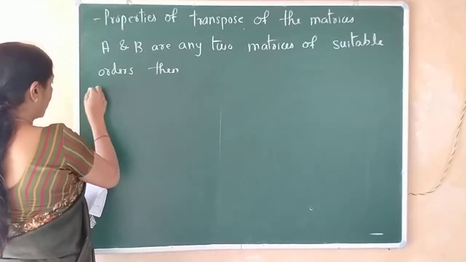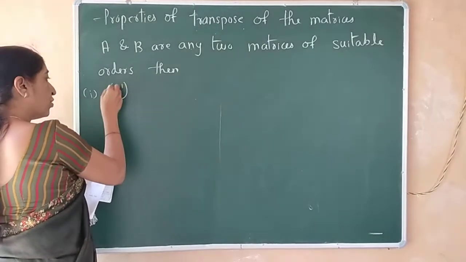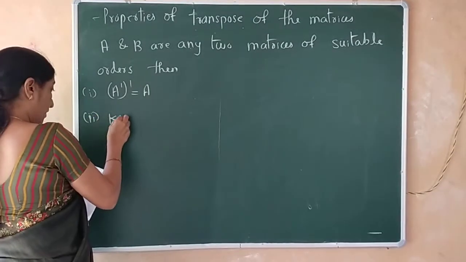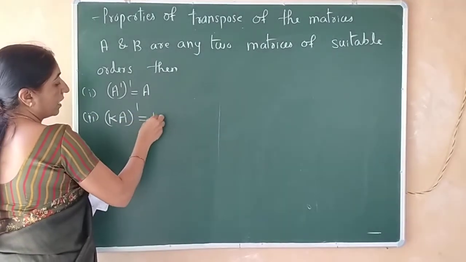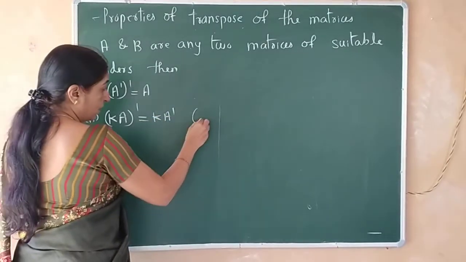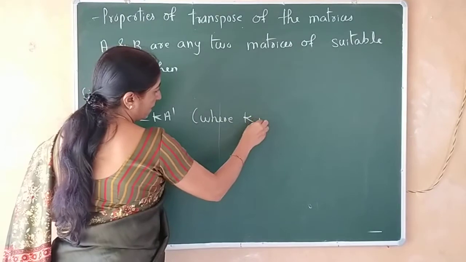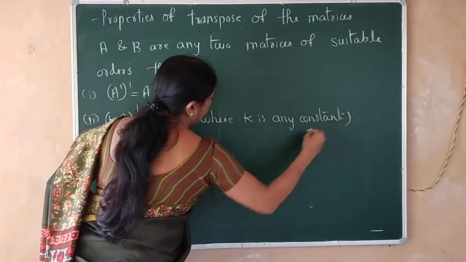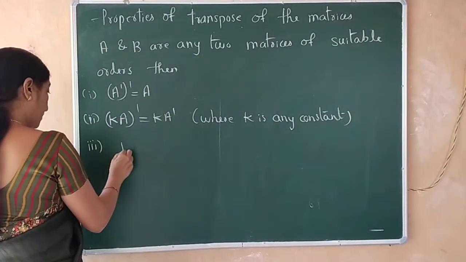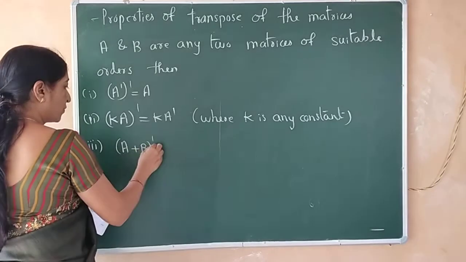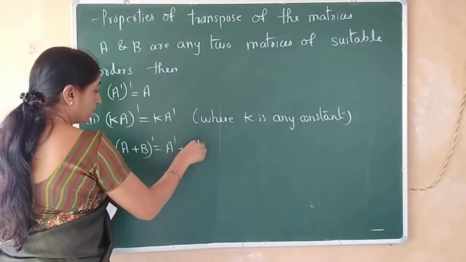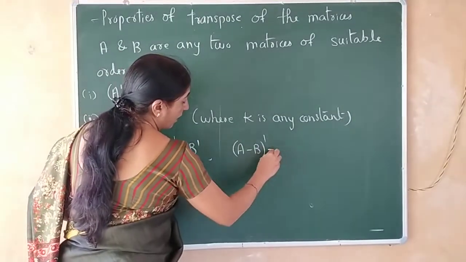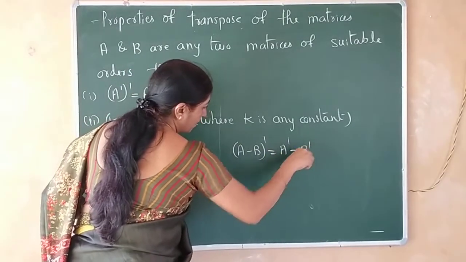Then what is the first one? First is, transpose of A transpose is A. Again you are getting the original. What about the second one? K into A whole transpose is K into A transpose, where K is any constant. Then the third one, A plus B whole transpose is A transpose plus B transpose. And similarly you can write for minus: A minus B whole transpose is equal to A transpose minus B transpose.